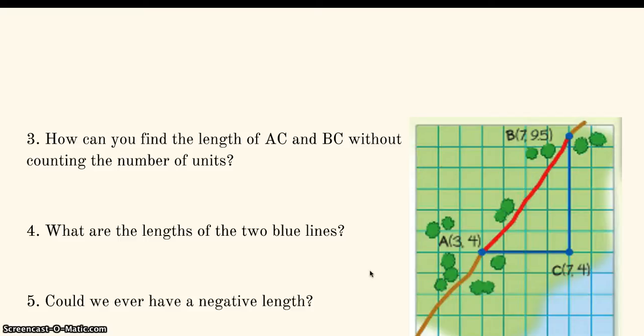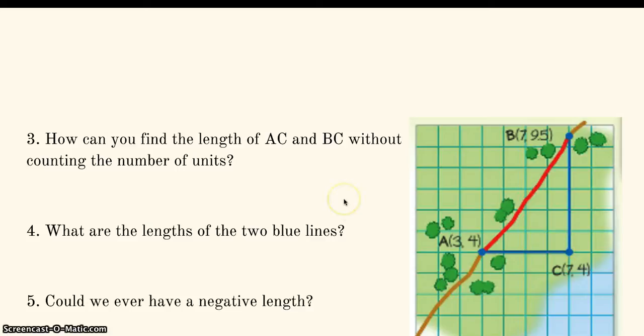How can you find the length of AC and BC without counting the number of units? In other words, if we're looking at segment AC, how can we calculate or find the length of this segment without actually counting each square? Again, how can we find the length of BC without counting every individual square? Number 4 asks, what are the lengths of these two blue lines? Again, without counting. And number 5, could we ever have a negative length?